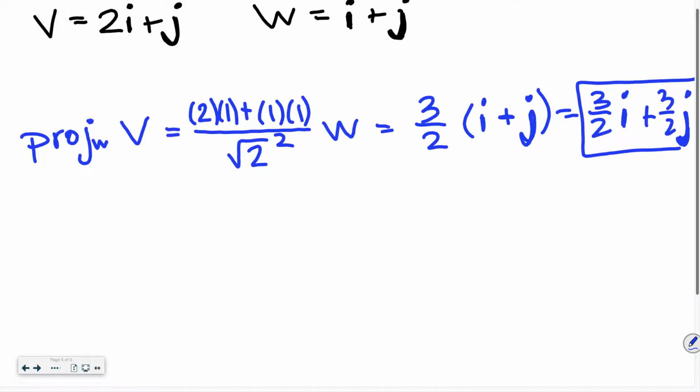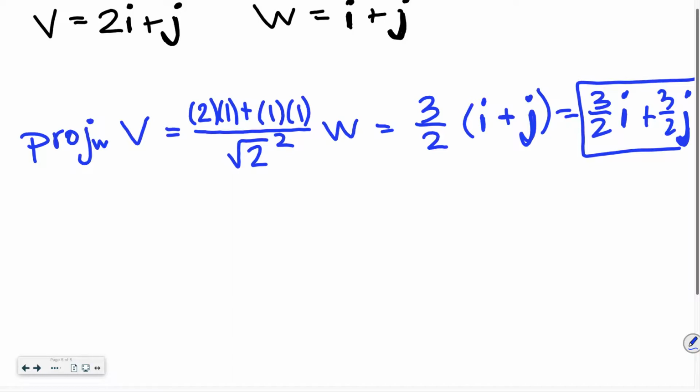We always want our projection vector to be parallel to W. That's the whole point of us projecting it onto W. So this will always be a scalar multiple of W. Okay? So just another piece to the formula to let it sink in as to why it's set up the way that it is.